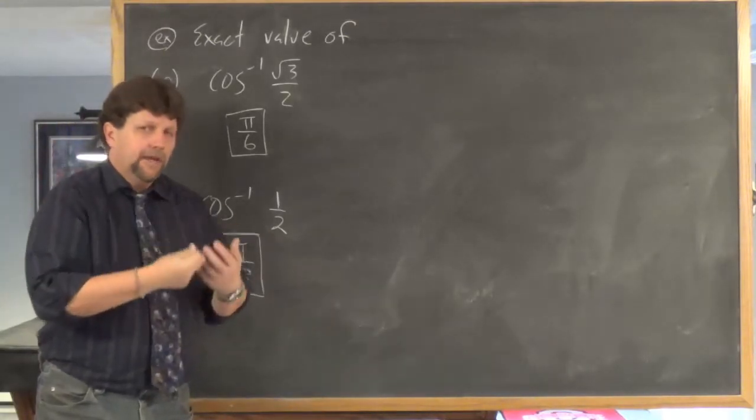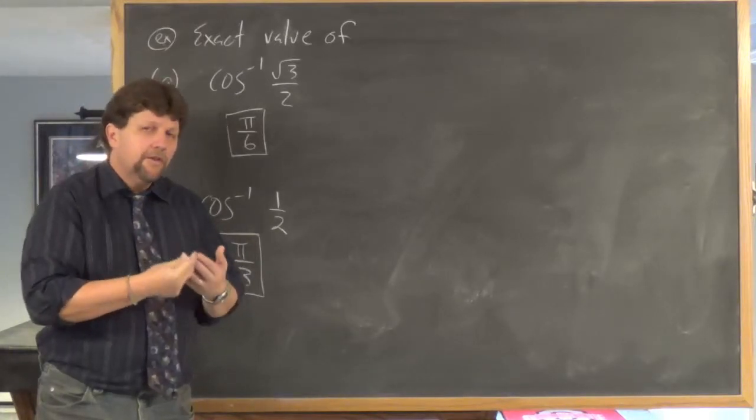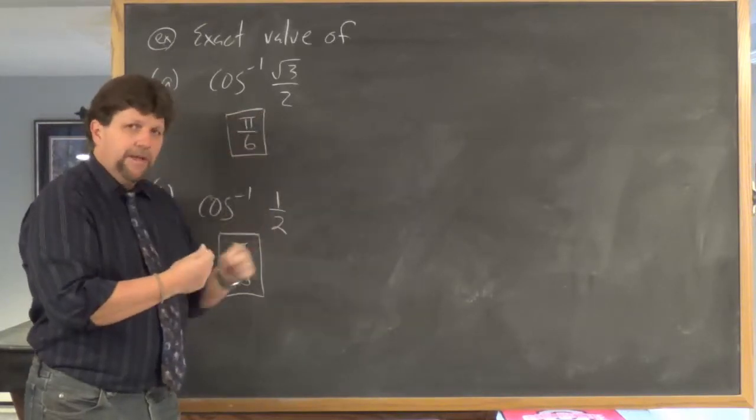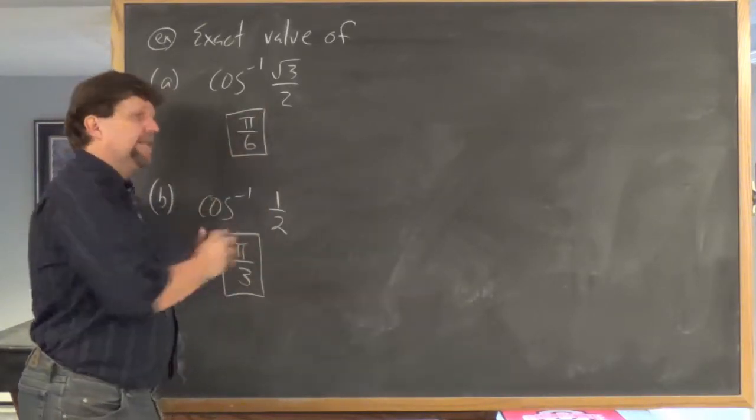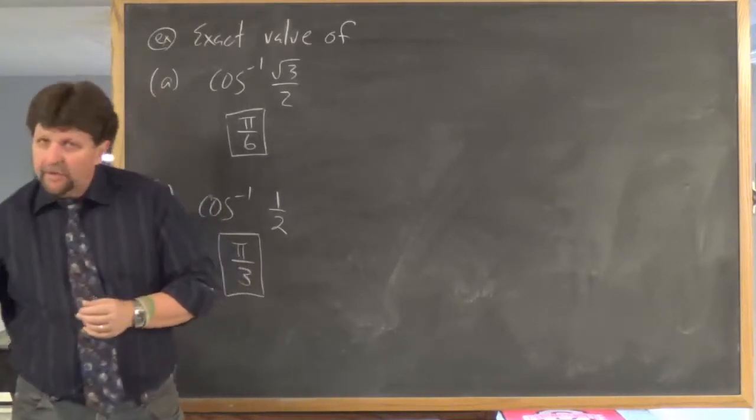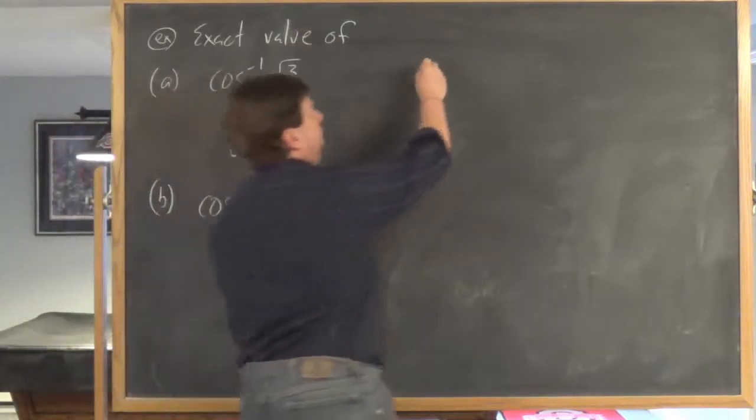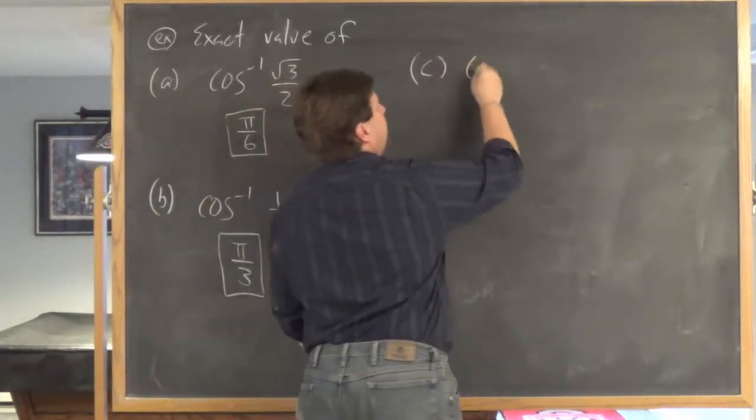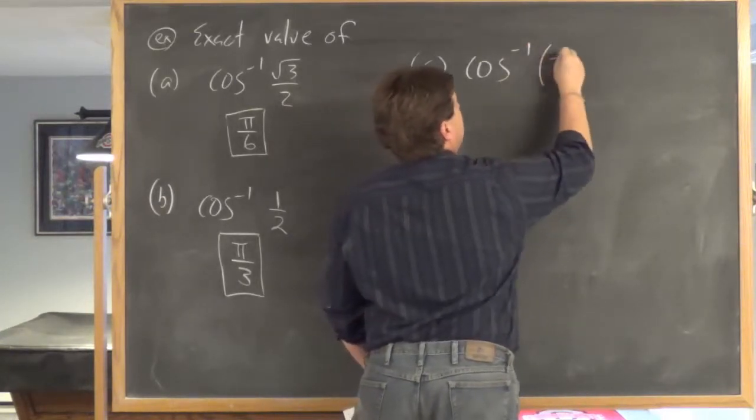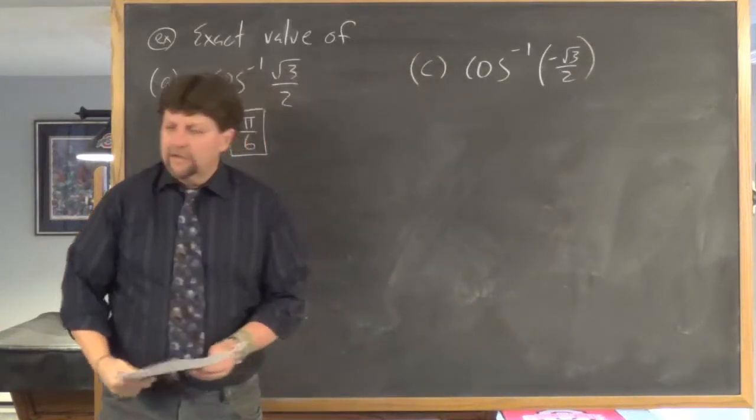Okay. Hopefully now, you're starting to see the importance of the unit circle. If you know the unit circle, you know the coordinates of those points on the unit circle. It makes this stuff a pretty easy task. Let's try another one. Let's try to find the exact value of inverse cosine of negative square root 3 over 2.